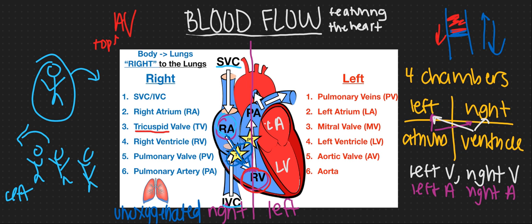The ventricle is going to push that blood into what we call the pulmonary artery. And the pulmonary artery just leads to the lungs here. And this is going to be done through another valve called the pulmonary valve. So same name as the pulmonary artery, pulmonary valve.